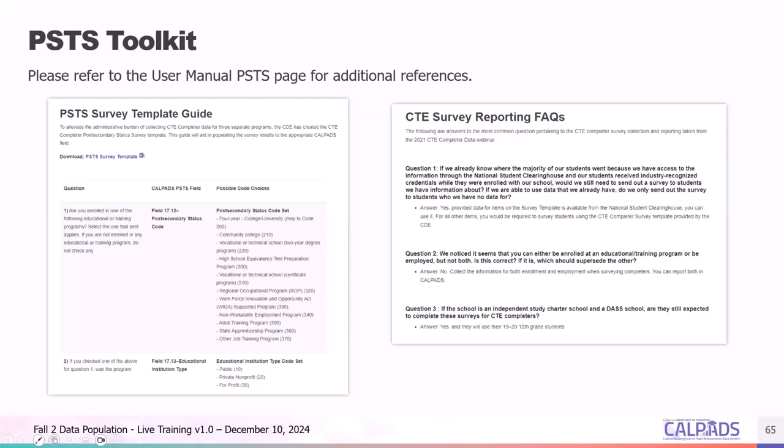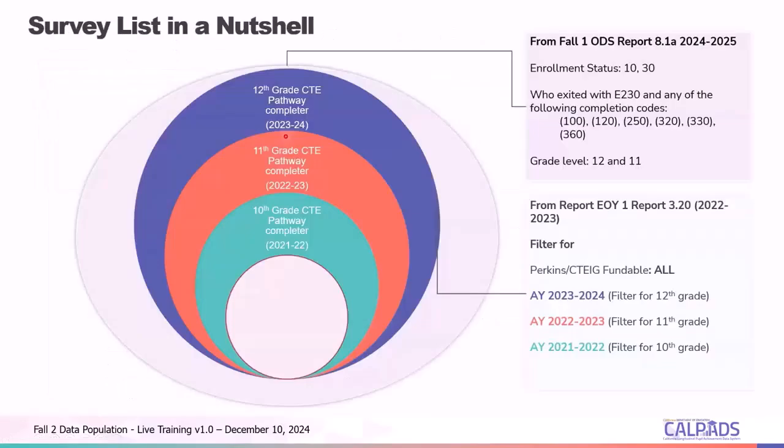Make sure to run the completion status and exit reasons in 2 different steps to make sure that all of the students are identified. We run the identification in 2 steps because we run it with 2 different reports. So we have 8.1A to determine our high school completers, and then we have report 3.20 to determine our CTE completers. So in a broad strokes way, those are the 2 steps.